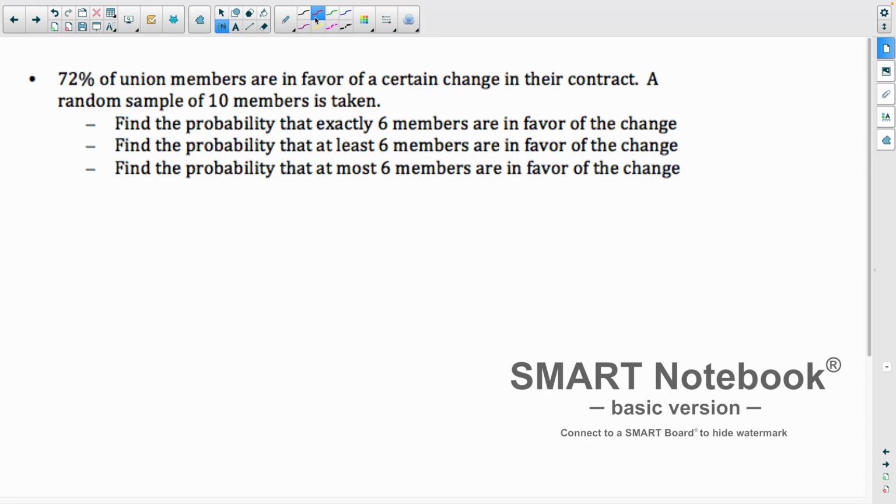Coach Rice, in the equation, what does the E of X stand for? The expected value. So what would the expected value be in this? I take the number of trials, which would be 10, multiply it by the 0.72. It didn't ask me for expected value here, but expected value would be like 7.2. The N is the number of trials. P is the probability of success.